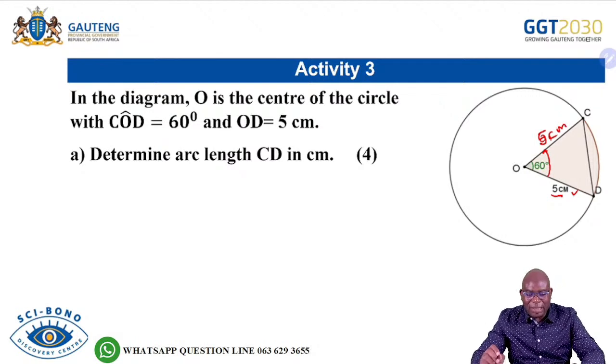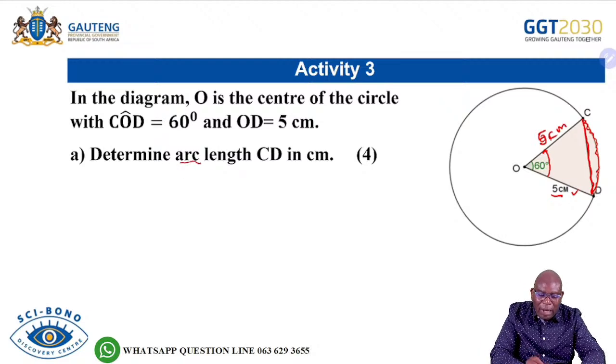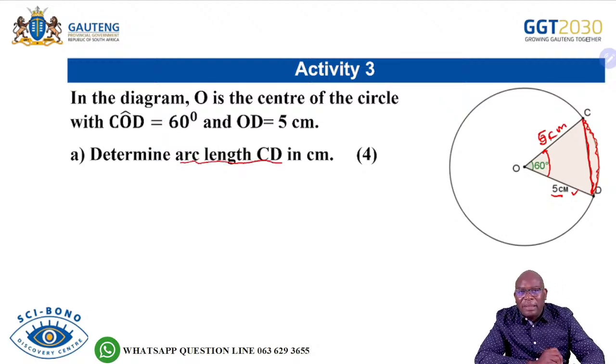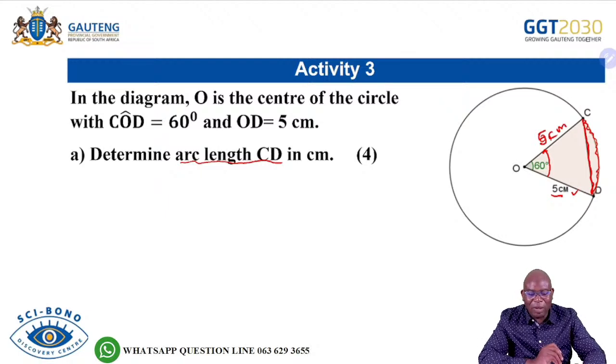Now the question says, determine the arc length. Here we've got 2 things. We have a chord, CD, and we have the arc length, CD. You see here they're talking about the arc length of CD in centimeters. So on CD we have got an arc length and a chord. Here they're looking for the arc length. So how am I going to get the arc length of that?